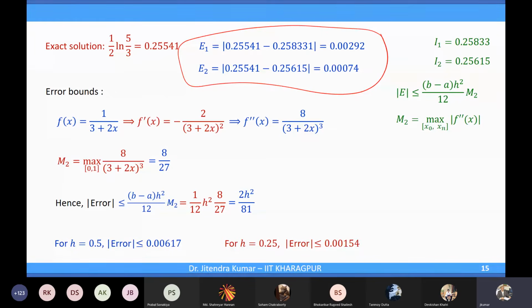So this error bound may help you to get some idea of how much error you have, the upper bound, because here also you need to get the double derivative, and then you have to get the upper bound of the double derivative. Once you have this, you can get the upper bound of the error. So you will get some idea of the error with this error bound.